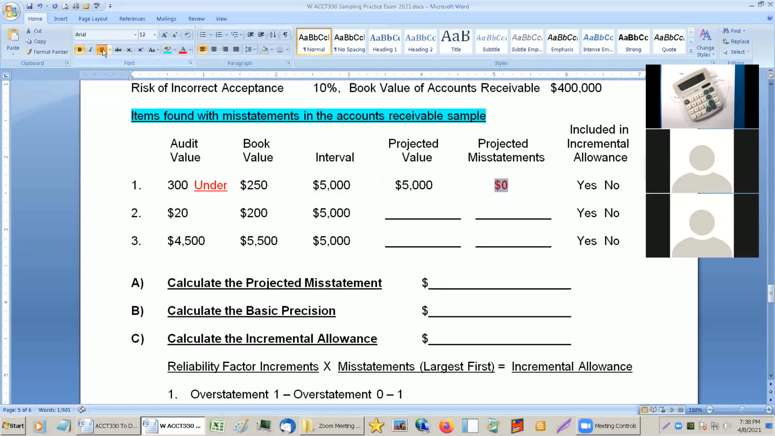Now, like most auditors, when you look into this, you say, well, wait a minute, there's a problem here. This is wrong. Not with this method. With this method, you ignore it. And is it included in the incremental allowance? No, and it wouldn't matter if it was, because 0 times anything will be 0. So there's no mistake. So this one's fine. So this first one is not a problem.